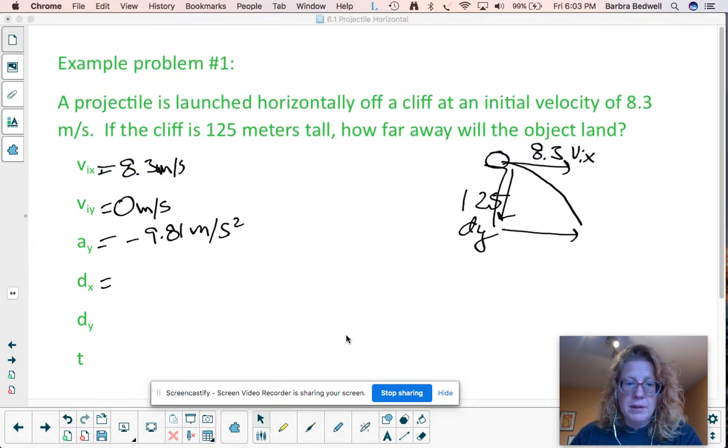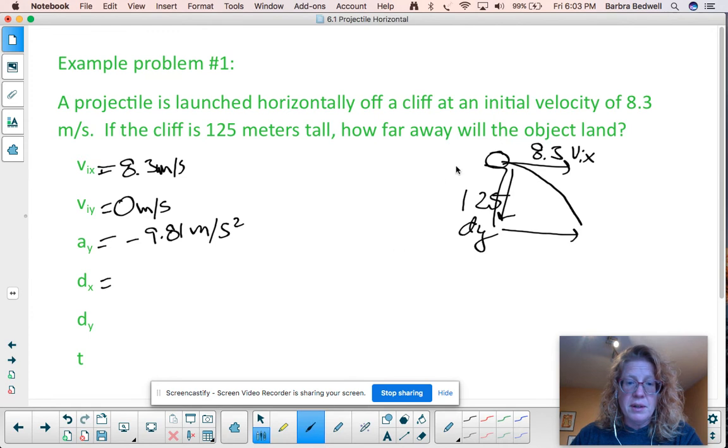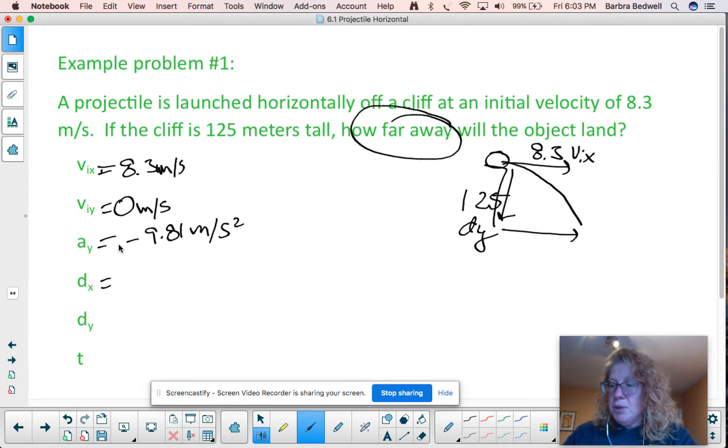I'm going to get my pen back. Sorry. Awkward because I haven't just started doing this. How far away will it fall? That means we're trying to find d_x. So that's our goal, is to find that.